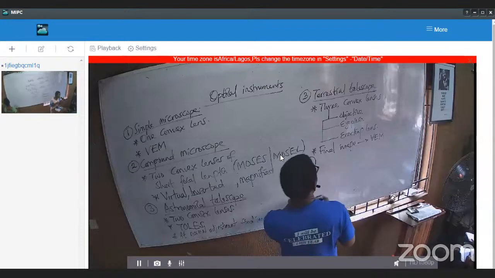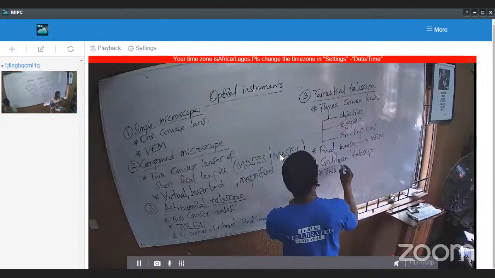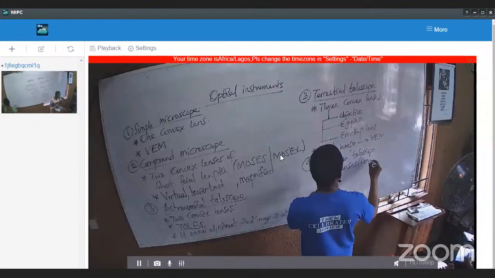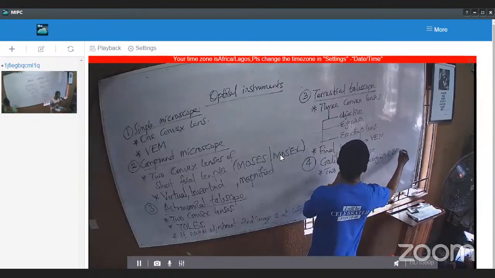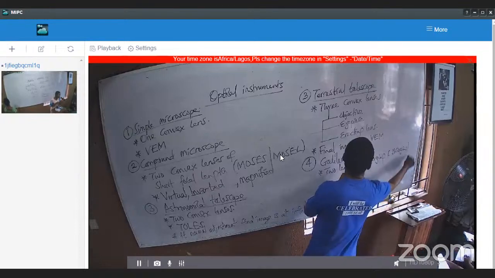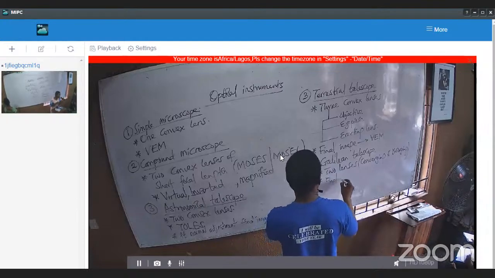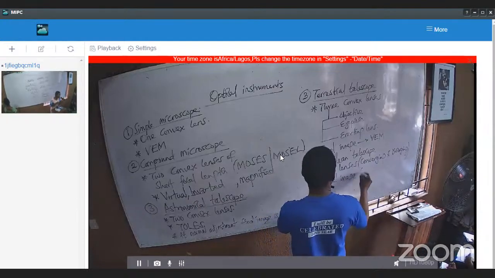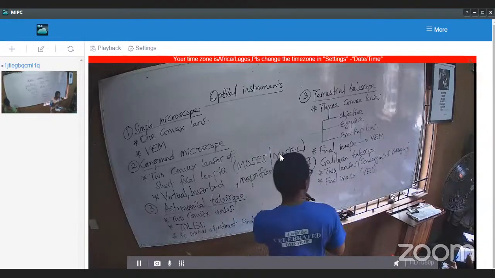We're not totally interested in Galilean, but we still write it. Galilean telescope: 2 lenses, converging and diverging. Final image: virtual, erect, and diminished. Galilean.